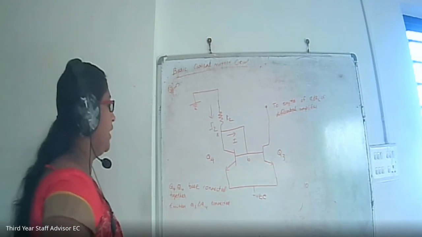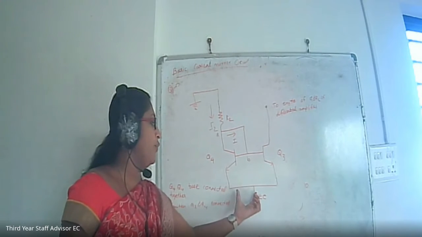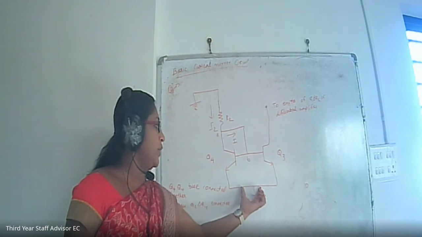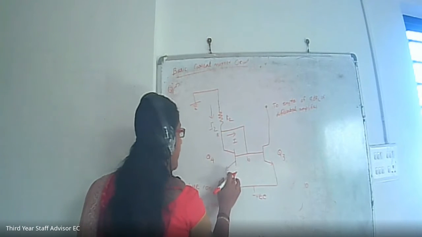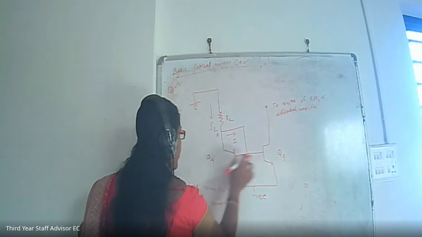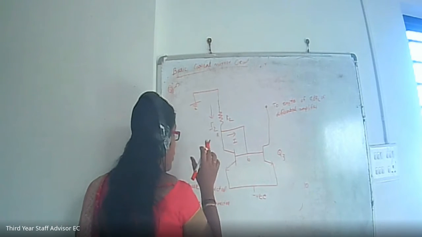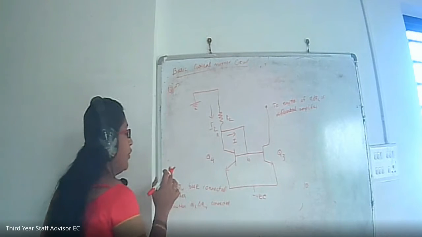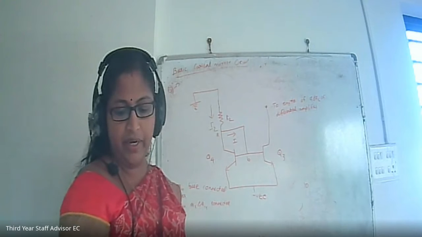That is Q3, the base of Q3 and Q4 connected together, and the emitter of Q3 and Q4 connected together. So what is its meaning? If we are taking the base to emitter voltage of transistors Q3 and Q4, here also one assumption is that Q3 and Q4 characteristics are the same. That is an important point. You should write it.